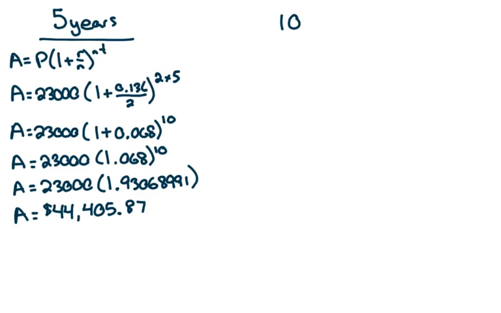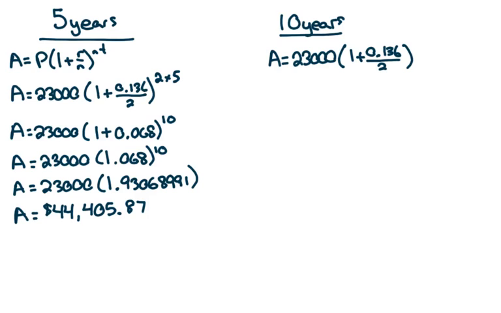Same thing now, but on his 10-year time frame. I'm not going to write out the formula again, we already have it once. I'll just substitute in P. Again, 23,000. 1 plus 0.136 divided by 2. And the exponent now 2 times 10 because we're dealing with the 10 years.